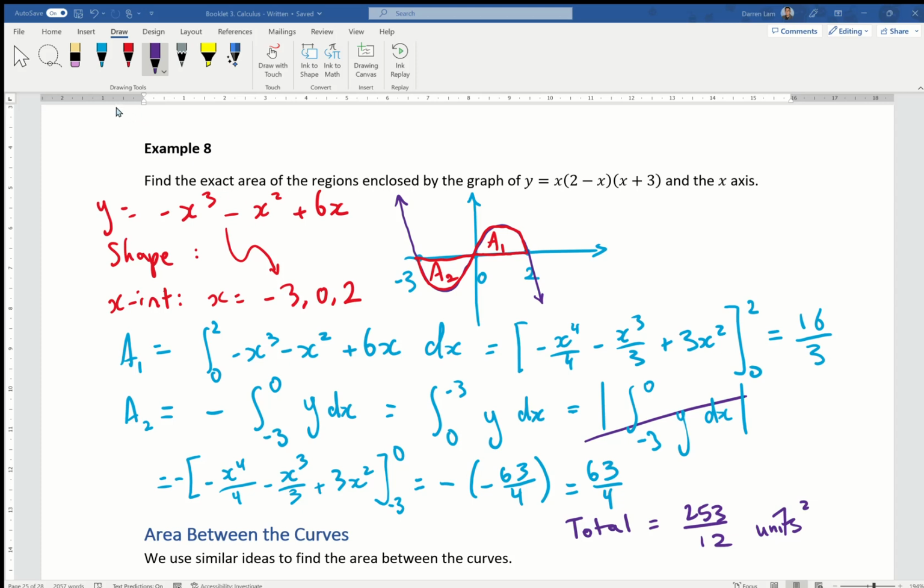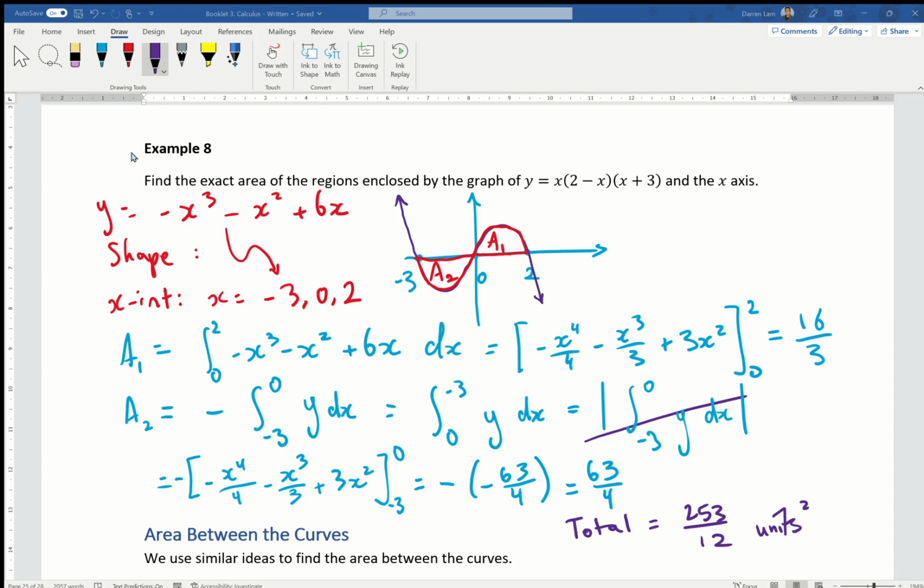The ClassPad's a bit quirky. You need to add a times. X times bracket 2 minus x. Yeah, this happens a lot, unfortunately. But x times bracket 2 minus x times x plus 3, and then your function will appear. Okay? Just so that you are aware that is something that can happen.